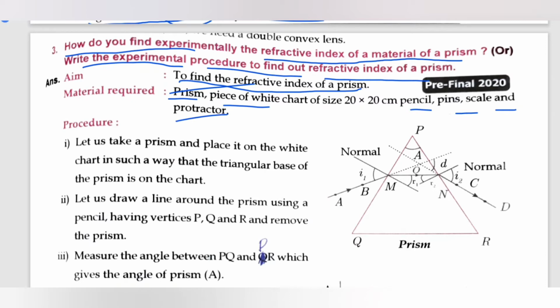Procedure: let us take a prism and place it on a white chart. So take a prism and place it on the white chart in such a way that the triangular base of the prism is on the chart. So in such a manner, the triangular base should be on the chart. Let us draw a line around the prism using a pencil, with vertices P, Q, R. So let the vertices be P, Q, and R.